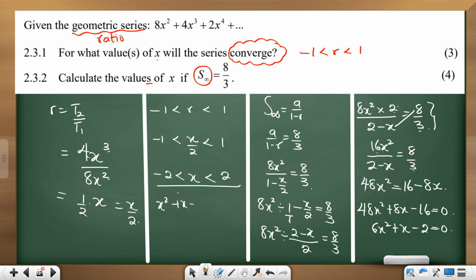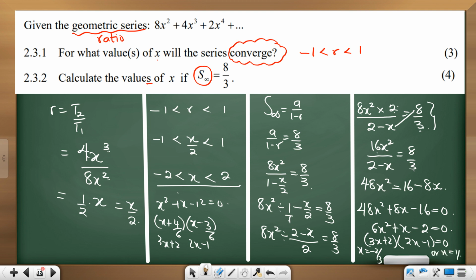All right, for me, I would do this while you are busy with yours. Maybe this is what I say when I say 4 and 3. But I had multiplied by 6, so I need to divide by 6. This is 2 over 3. So I have 3x plus 2, 2x minus 1. Three x plus 2 and 2x minus 1 equals 0. It means x equals negative 2 over 3 or x equals half.